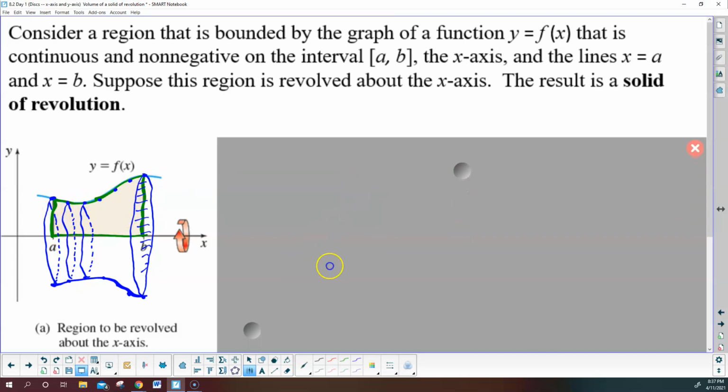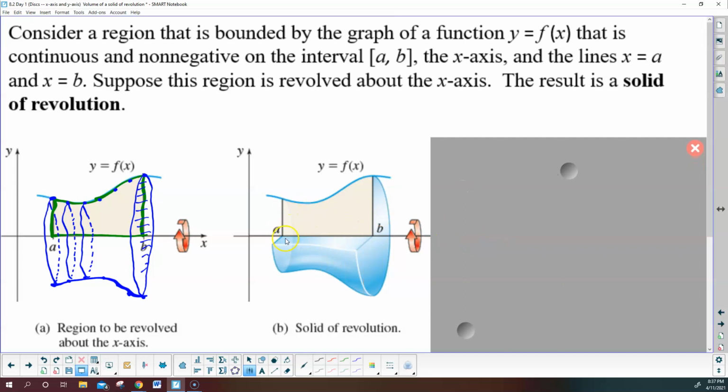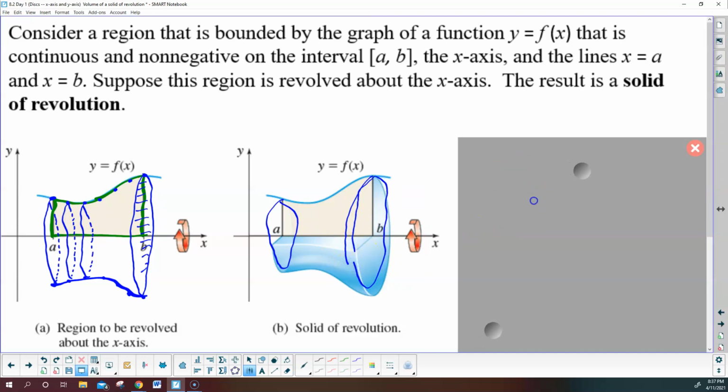So what does it look like? If you can picture it, this is the first circle that we drew. And then there's a bunch of them here. Here's the second. Oh, I missed it. Something's going on with my pen.